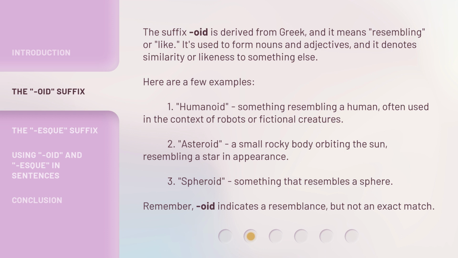1. Humanoid, something resembling a human, often used in the context of robots or fictional creatures. 2. Asteroid, a small rocky body orbiting the Sun, resembling a star in appearance. 3. Spheroid, something that resembles a sphere. Remember, OID indicates a resemblance, but not an exact match.